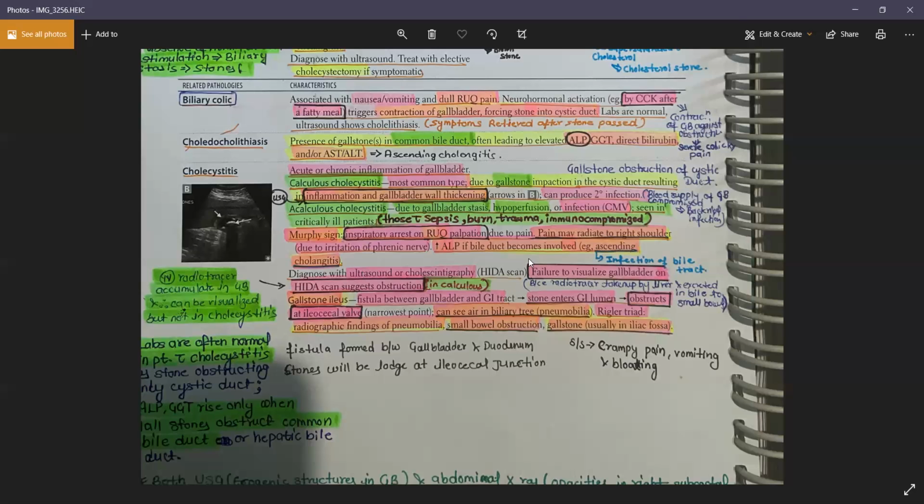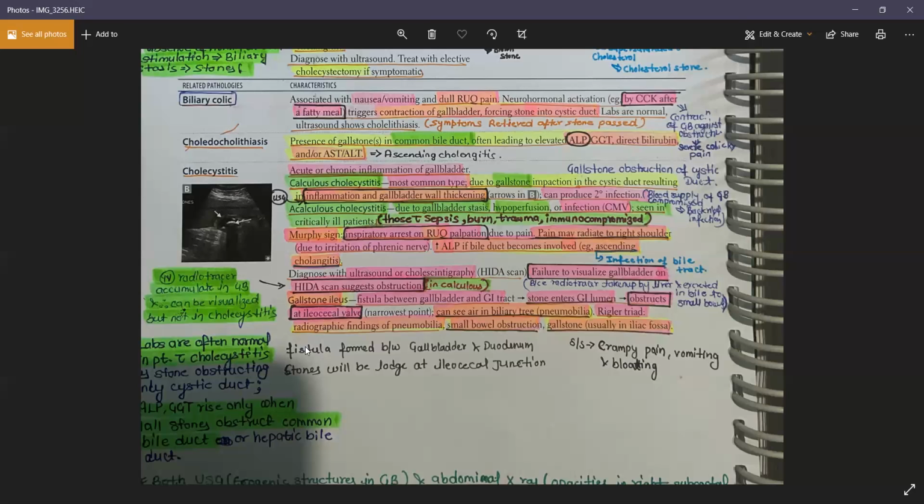Second thing is the HIDA scan. Okay, in the HIDA scan, you will inject some dye and you will see where the dye goes. Okay, if the dye goes to the gallbladder, that means it is a normal scan. The patient is not having any kind of inflammation. If the gallbladder is not visible, which means the dye does not go to the gallbladder, right? That means the patient is having an inflammation. So a failure to visualize the gallbladder on the HIDA scan suggests the obstruction, and that means the patient is having an inflammation also. So the HIDA scan is very important, and the ultrasound. These two things you will do for the diagnosis of cholecystitis. Okay.